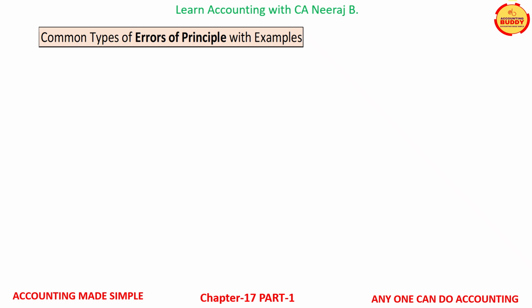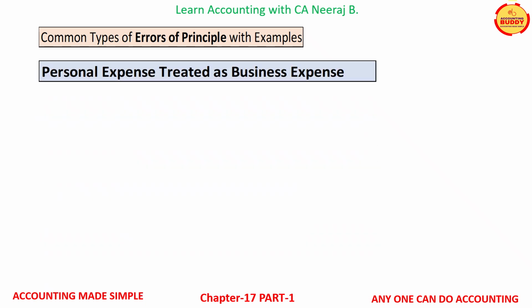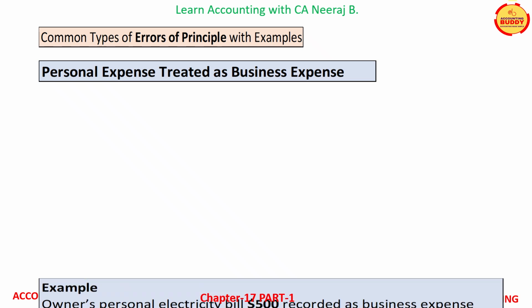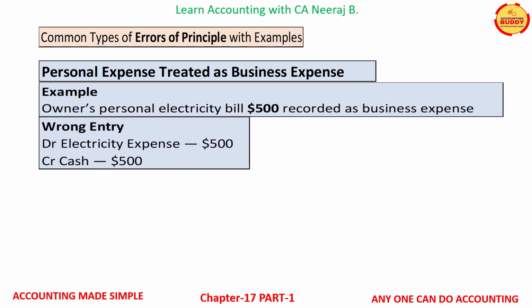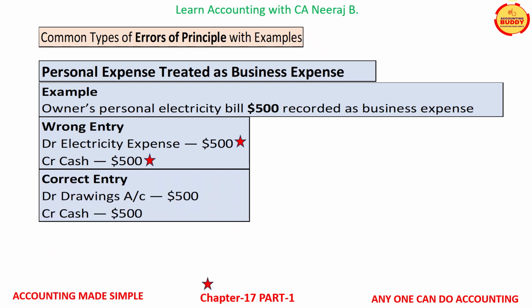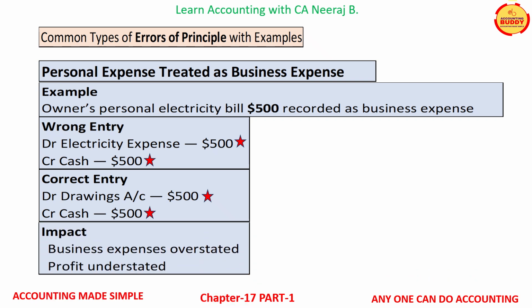Another common type of error of principle is when personal expense is treated as business expense. For example, when owner's personal electricity bill for $500 is recorded as business expense, it is an error of principle. The wrong entry which is passed is debit electricity expenses for $500 and credit cash account for $500. However, the correct entry is debit drawings account for $500 and credit cash account by $500. The impact of such an error is business expenses are overstated and the profit is understated.